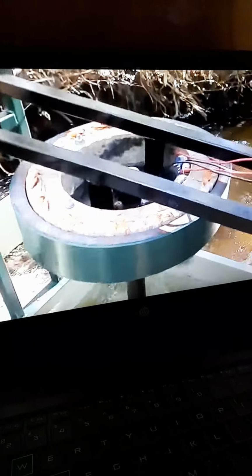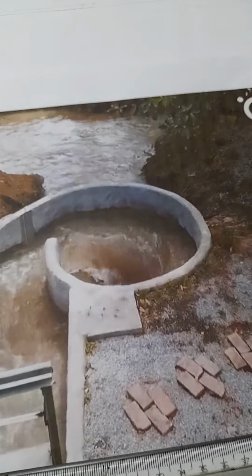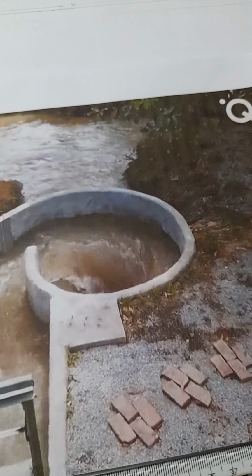Well, let's release the water and show y'all it working. It charges batteries. The battery. Credit to the owner of the photos and the video.